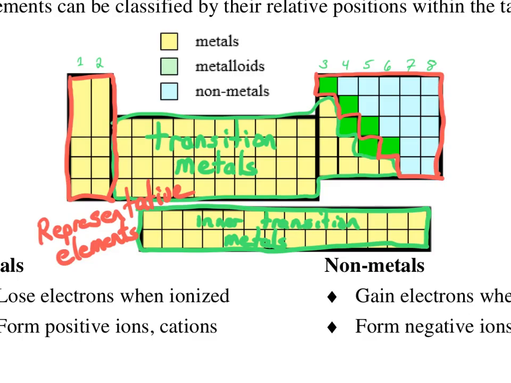Let's talk about predicting the charge on an ion when it forms. Predicting the charge on transition metals, those that are outlined in green here, is well beyond the scope of this course, and we're not going to worry about it here. What we are going to be worried about is predicting the charge on the representative elements, those elements that are inside these boxes outlined in red.